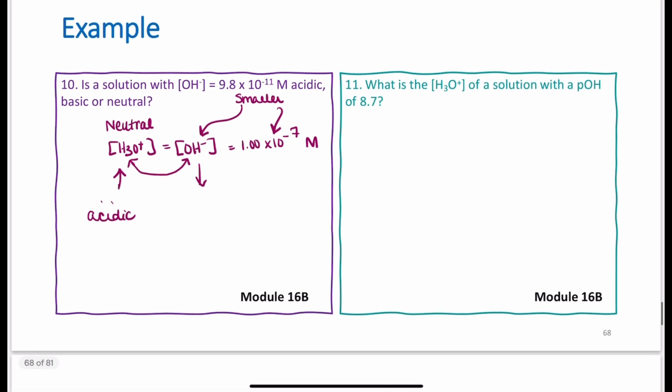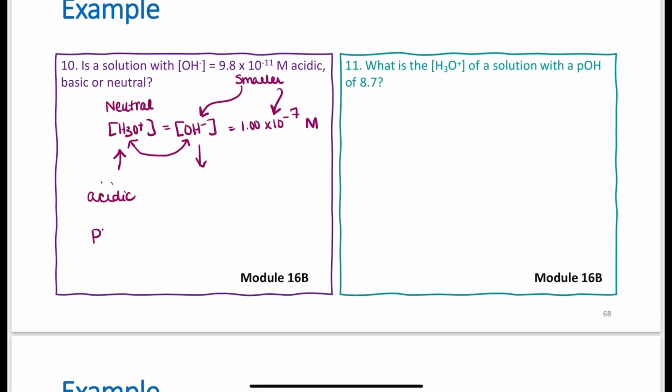We can also just calculate it though. pOH is negative log of 9.8 times 10 negative 11, which gives me a pOH value of 10.01. pH is 14.00 minus pOH, which is 3.99, and it's showing acidic.